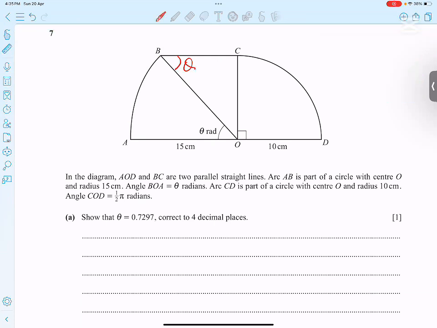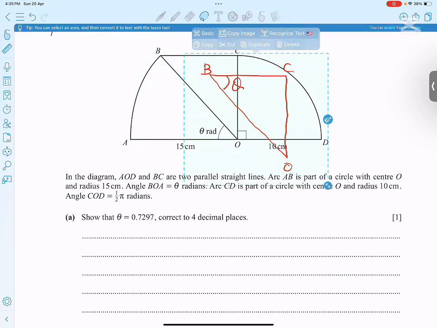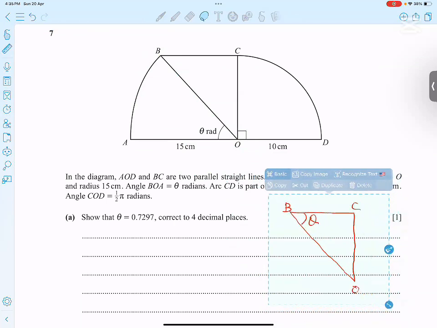Anyway, further he's asking to find theta. How to find this theta or this theta? Can I use this sector? This sector is not useful, because we haven't been given any arc length. So I think this triangle I can use. How to get this triangle? Concentrate, students. I'm going to make this triangle here with letters B, C, O. The best technique is to draw this diagram separately.